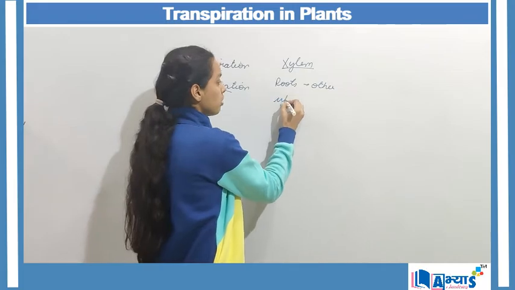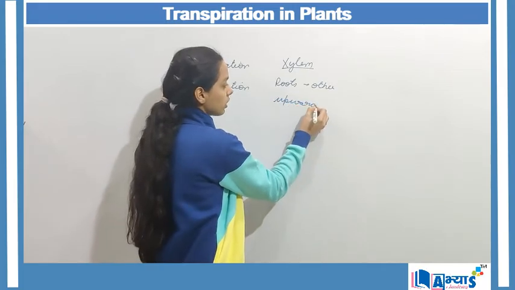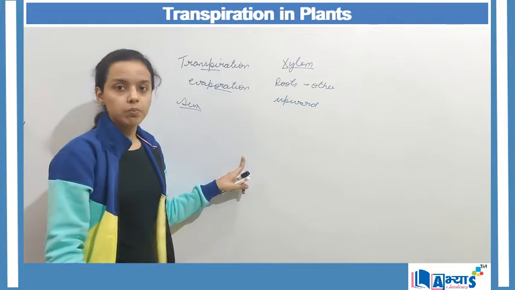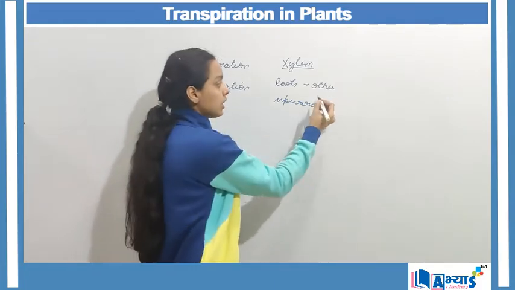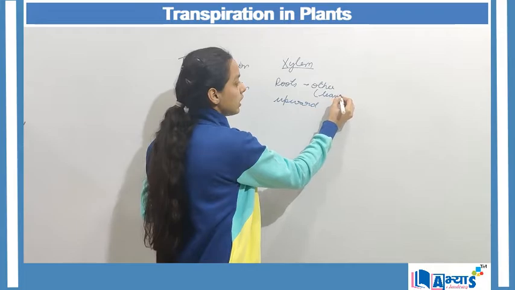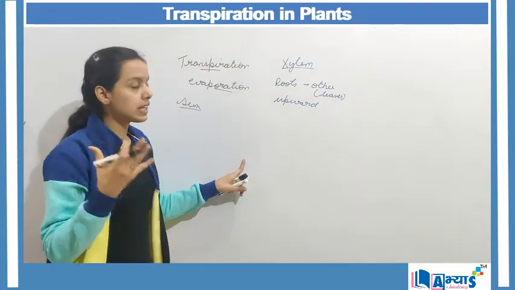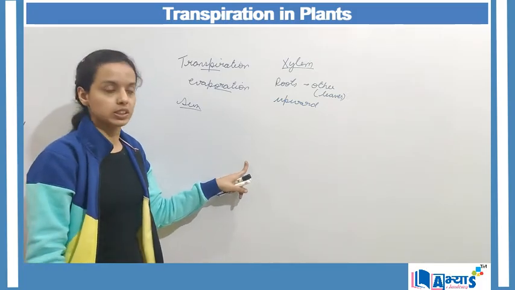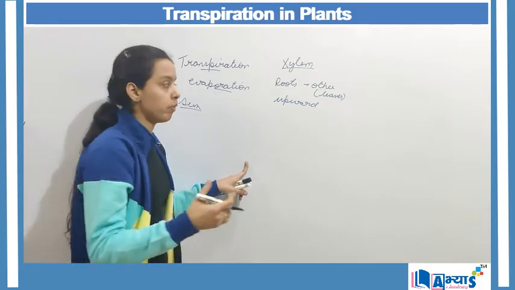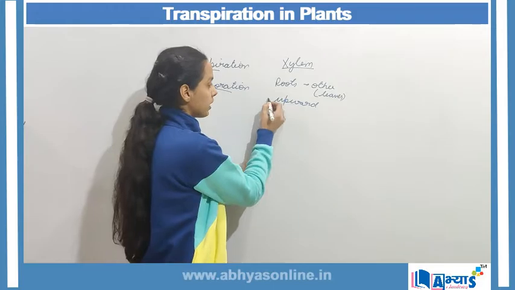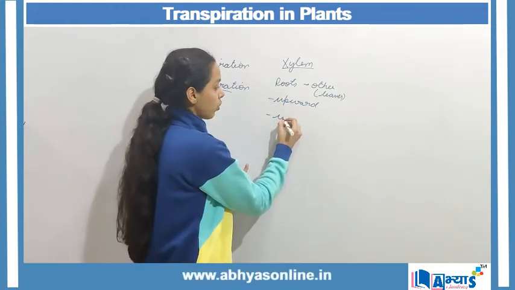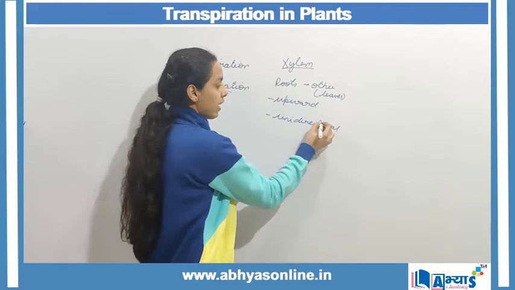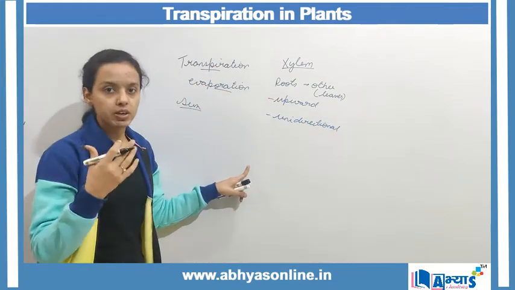So this is the upward movement of the water and the minerals from the roots to other parts of the plant body. Basically those other parts are the leaves, because leaves require water to prepare the food with the help of photosynthesis. Now this movement of the water molecules is also unidirectional. That means it is only in one direction, that is in the upward direction.